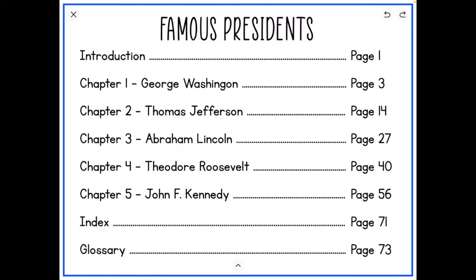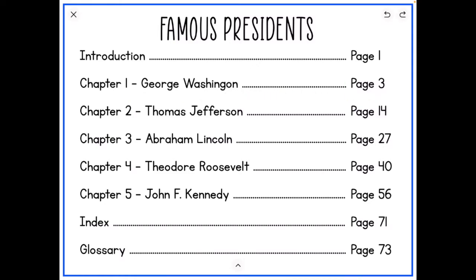If you wanted to find information about George Washington and his service in the military, on what page would you start reading? Well, here's George Washington. He's in Chapter 1. What page is he on? Oh, here we are, page 3. More information can be found on page 3 about George Washington.